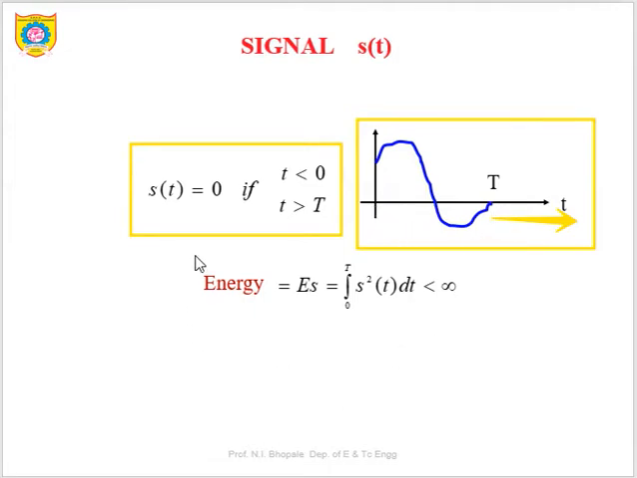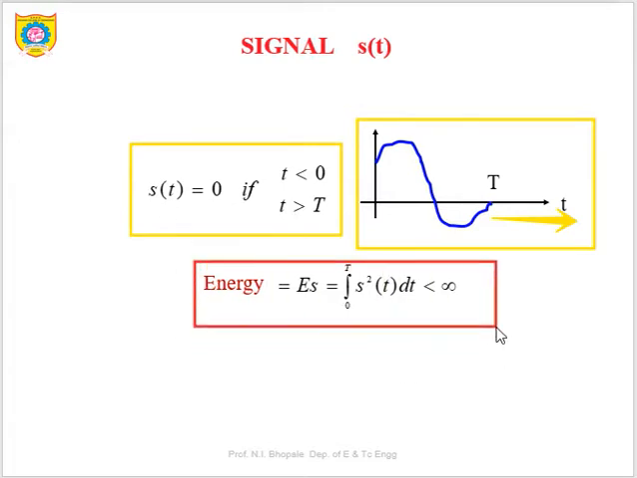Based on this we can easily calculate the energy for this particular signal. So what will the energy be? It is indicated by Es, the integral from 0 to capital T of s square of t dt, since it is a function of t, and it should be less than infinity. So that is simply what exactly the signal is.